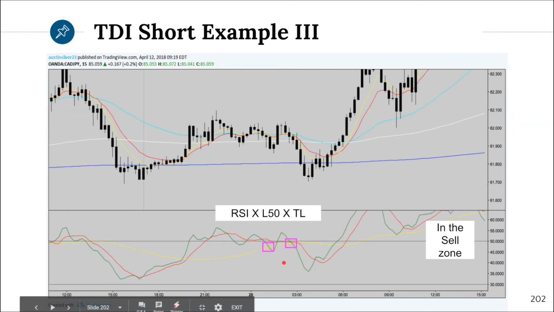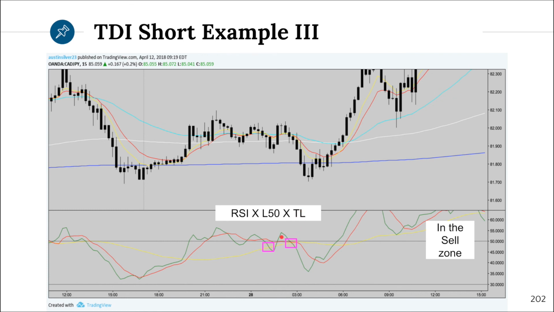One more example here. This is a good example of a rising liquid 50 that is something we would want to avoid trading. You can see that, yes, the liquid 50 starts the day in the sell zone, so we would be looking to sell this thing. However, it starts to rise right around the middle of the Asian session through midnight, 1, 2, 3 a.m. And by 3 a.m., it gets right to reset. The Liquid 50 and the RSI are at reset.